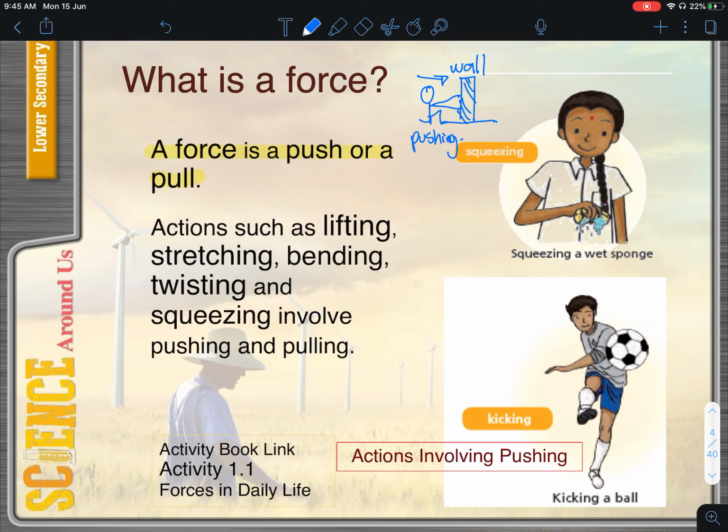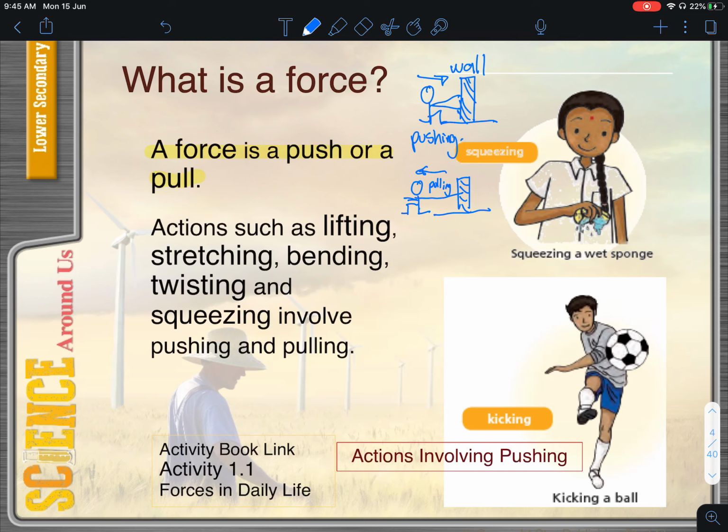And when you're pushing against the wall, that is you exerting force onto the wall. On the other hand, you can also be in the direction of pulling against the wall. And this is also another example of a force. So through this simple example, you could see that force can actually be either a push or a pull.